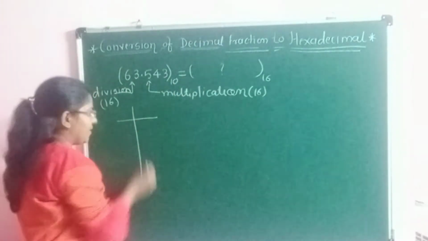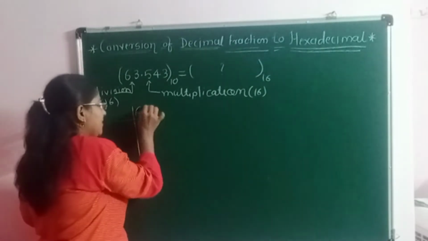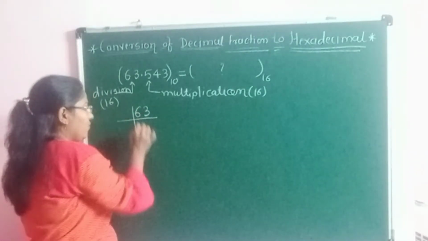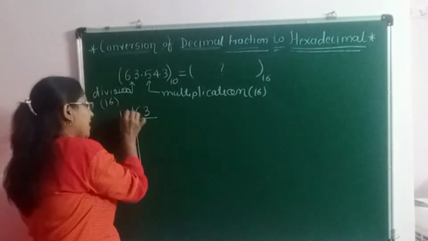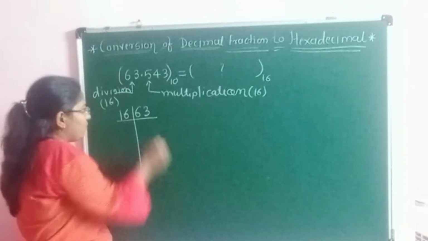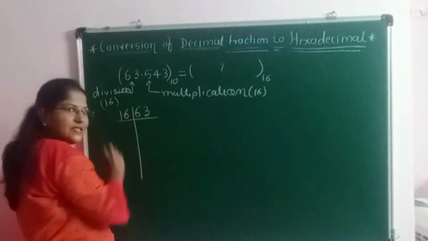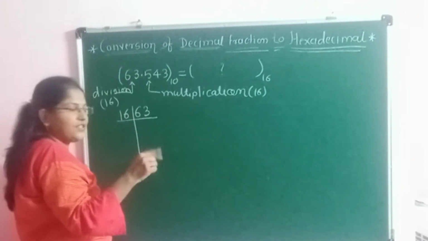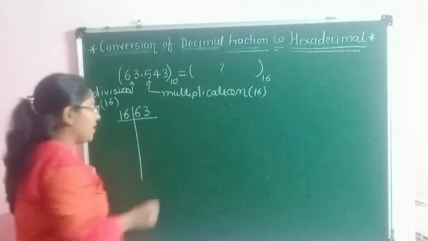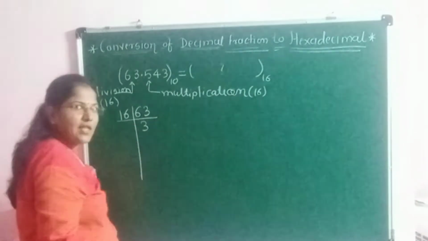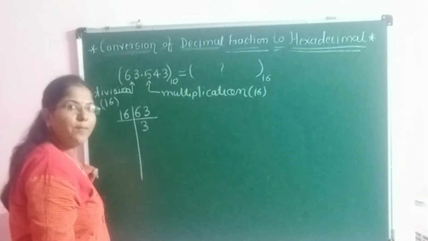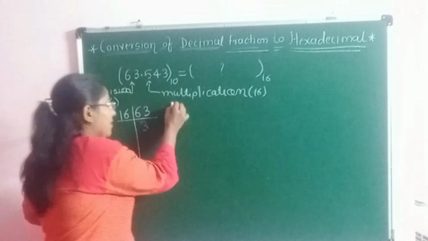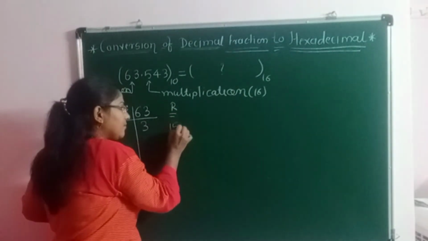First of all, start with the process in which we convert the integer part into hexadecimal. Draw the structure like this. Write the integer number here. We want to convert it into hexadecimal, so divide by 16. When we divide 63 by 16: 16 times 3 is 48, and 16 times 4 is 64. So here the quotient is 3, and the remainder will be 15. Okay.